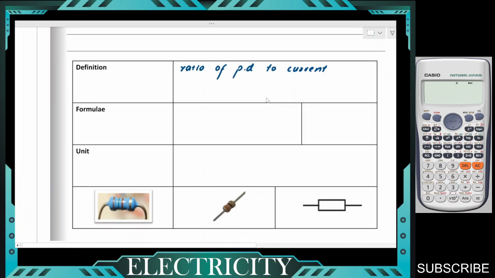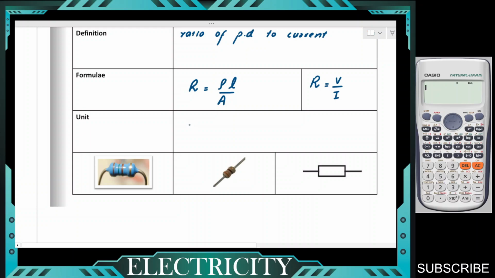Up next, we have the formula. So the standard one is resistance equals voltage over current. And the other one, the more important one, resistance equals rho L divided by A. So I'll be explaining this formula in detail. What does rho stand for, L, and what does A stand for?